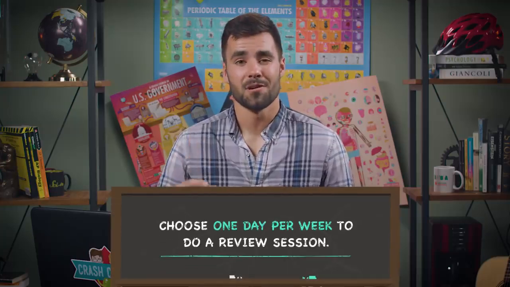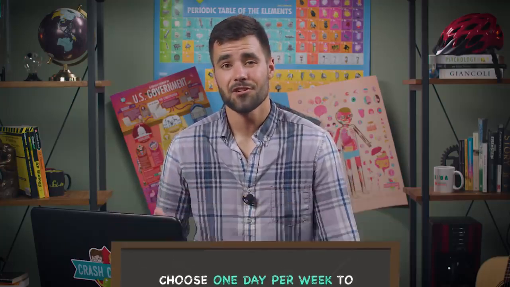Finally, to keep your system running smoothly, choose one day per week to do a review session. And if you want to be extra efficient, you can just combine this with your weekly planning session in order to get it all done in one fell swoop. During this review session, you'll do a couple of different things. First, look over your plans and reflect on the past week. Compare what you planned to do with what you actually got done, and if there's a gap between the two, try to figure out what caused it.